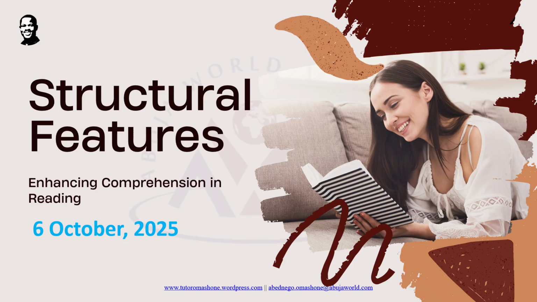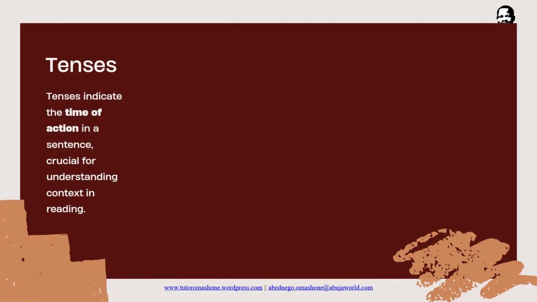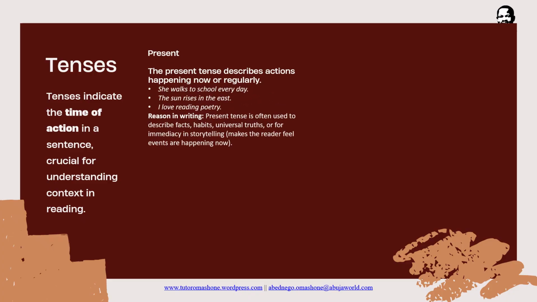All right, so let's get to see what we have today. The first we'll look at is when you're reading your text, whether paper one for the non-fiction or paper two fiction, you should be looking out for the tenses that have been used, because the tenses are what indicate the time of action in a sentence, and it is crucial for your understanding of context in reading. Right, and these are the tenses we should be looking at.